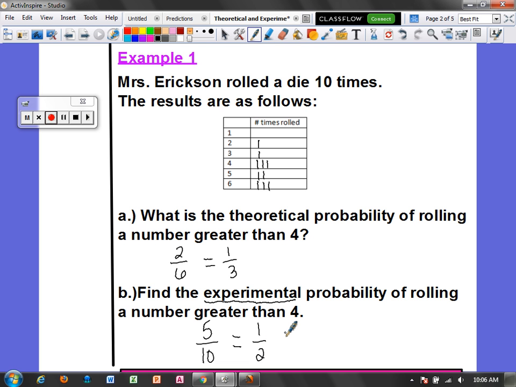So theoretically, it should only land on 5 or 6 about 1/3 of the time, but in our experiment, it actually landed on a number greater than 4 half of the time. And keep in mind, this experimental probability, the number of times it occurs out of the total number of tries, that's also known as relative frequency.